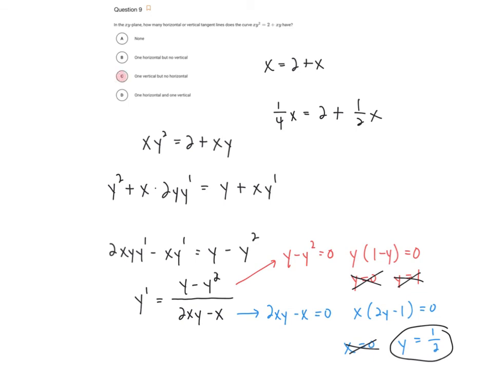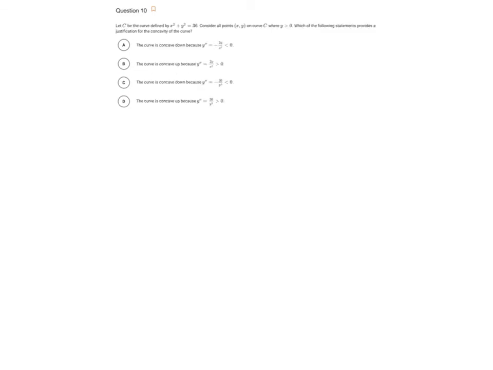All right, so that one's kind of tricky. This one says, let C be the curve defined by that equation. Consider all points x, y on the curve C where y is positive. Which of the following statements provides a justification for the concavity of the curve? Sorry, just looking at the answer choices. They're all just given examples of y double prime, and really all the y double primes are different, so we really just have to find y double prime and see which one it is.